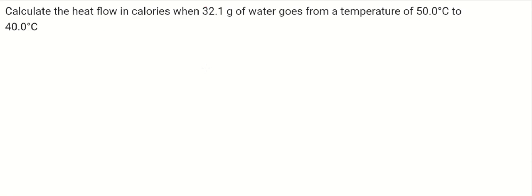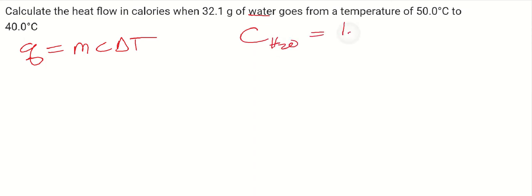Calculate the heat flow in calories. So again, heat flow is Q is equal to mc delta T. We know the specific heat of water is 1 calorie. That's how the calorie is defined. 1 calorie is the amount of energy needed to raise 1 gram of water by 1 degree Celsius. That's how we define specific heat of water.